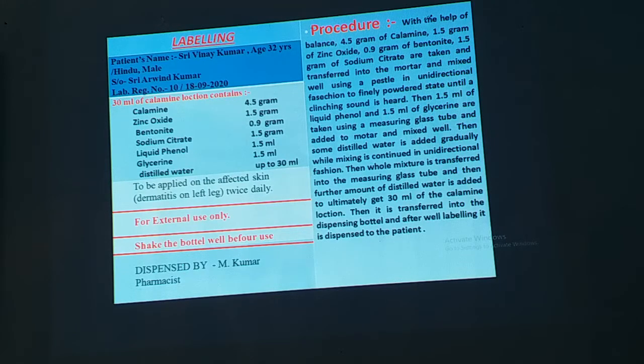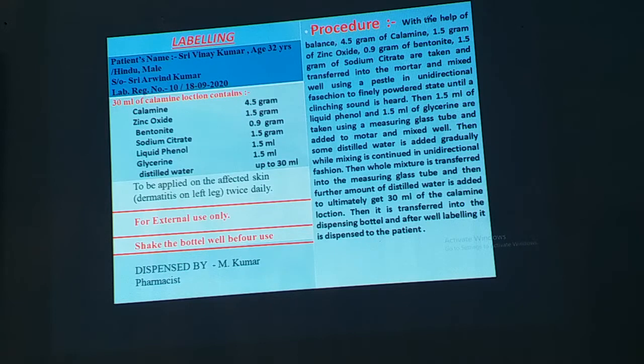That is after preparation of the drug, it should be dispensed to the patients after well labeling. So how should we label? First, name of the patient, that is Sri Vinay Kumar, age 32 years, Hindu male, son of Sri Arvind Kumar. Then lab registration number, where the drug has been produced by the pharmacist. So lab registration number here is 10, dated 18 September 2020.